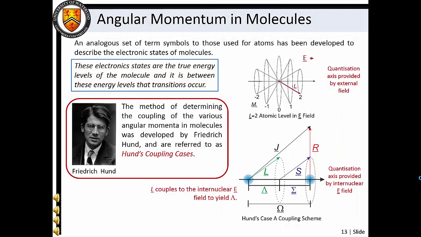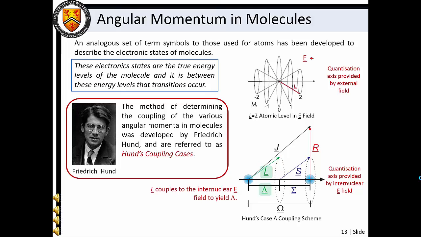If we consider the simplest case of a diatomic molecule, we find that the orbital angular momentum quantum number no longer provides a unique description of a quantum state, owing to the reduced symmetry of the system. Instead, we can describe the orbital angular momentum in terms of its projection onto the internuclear axis. The quantum number that describes the projection of L onto the internuclear axis is the Greek letter lambda.